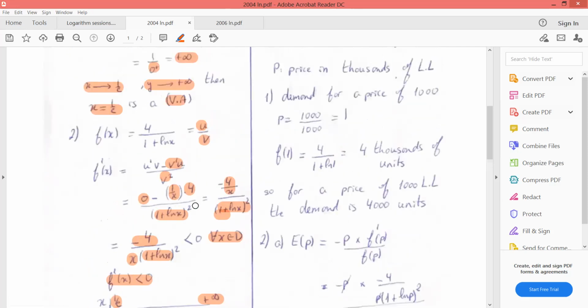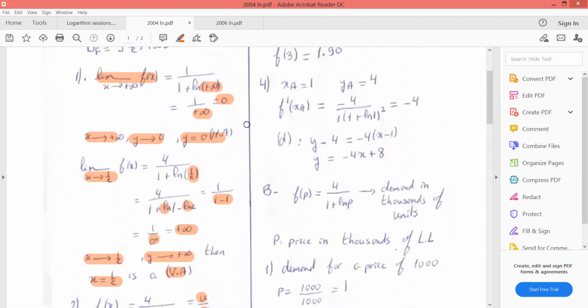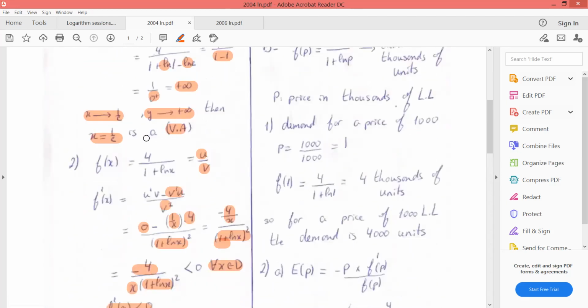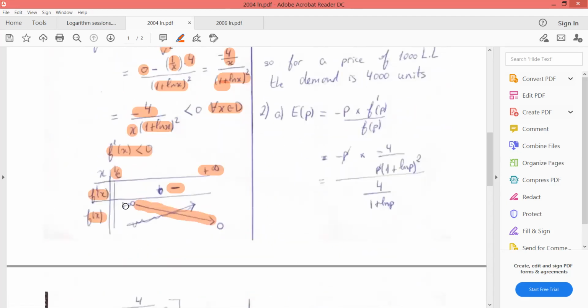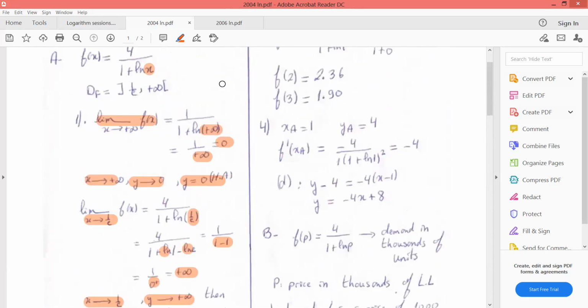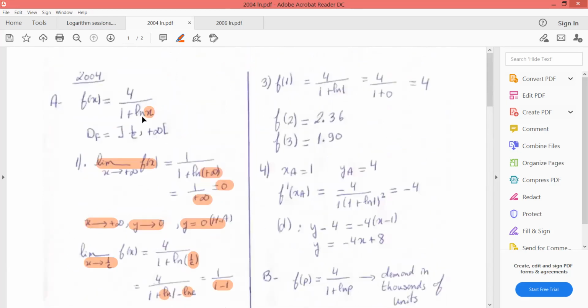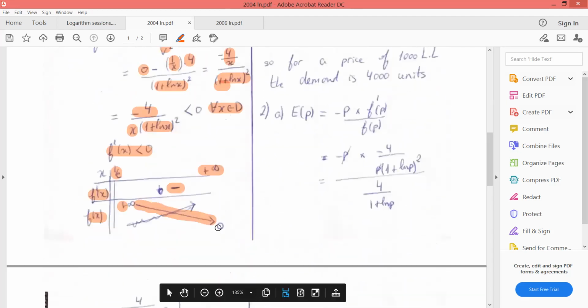From the limits above, as x tends to 1 over e, we get plus infinity, so we put here plus infinity. As x tends to plus infinity, we get 0. So we put here 0.